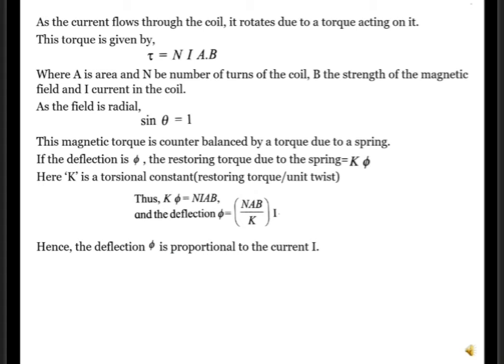Larger the current, larger is the deflection, and larger is the torque due to the spring. If the deflection is phi, the restoring torque due to the spring is equal to K phi, where K is the torsional constant of the spring. Here the restoring torque is K phi. So equating both the values of torque, we can write K phi equal to NIAB. Rearranging the terms in the equation, phi equal to NAB upon K into I. Thus, the deflection phi is proportional to the current I flowing through the coil because remaining parameters in the equation are constant.